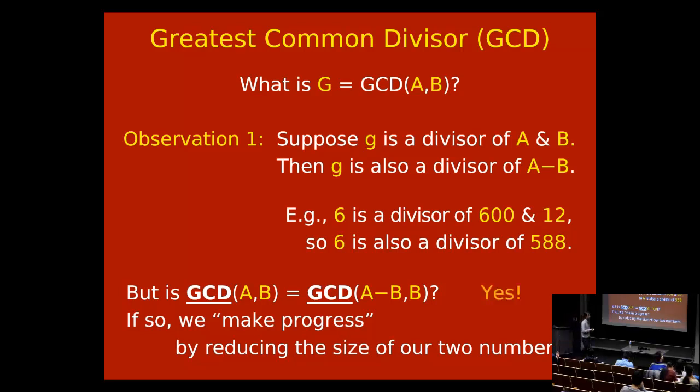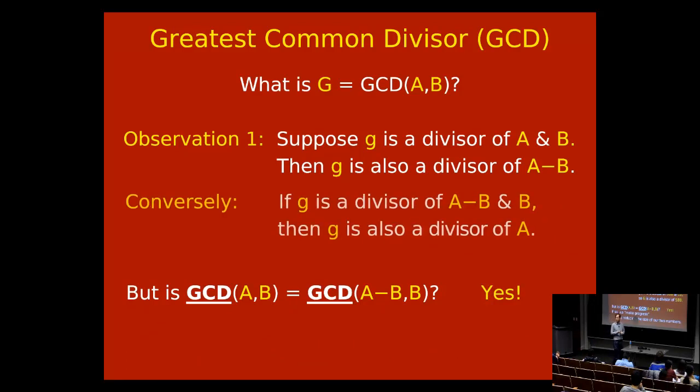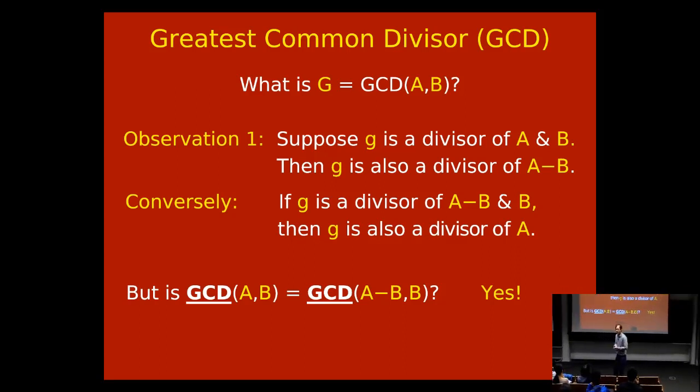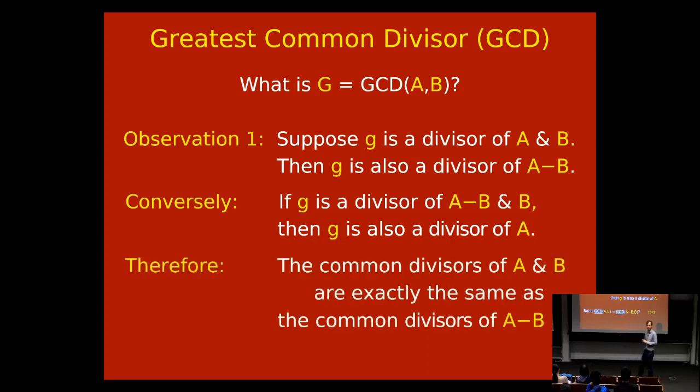But is this really true? Yeah, it is true. Conversely, if you have some divisor G that divides into A minus B and B, then it also divides into A. If this is a multiple of G and this is a multiple of G, then their sum is also a multiple of G. So in fact, every number that divides A minus B and B also divides A, and conversely. So the largest common divisor has to be the same. The set of numbers that divide A and B is exactly the same as the set of numbers that divide A minus B and B. So this is true, and we can use it to do this GCD computation in a way that makes the numbers smaller and smaller until we get the answer.